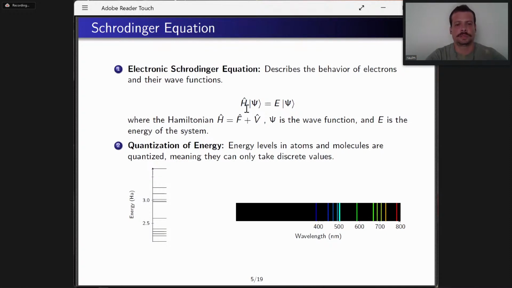Another key concept in quantum mechanics is the quantization of energy. Here I'm showing again the emission spectrum. Imagine we have a gas phase atom. If we apply some current, the atoms will emit light. Here we are measuring this light emitted by the atom, and each one of these lines corresponds to the transition of a photon from a higher energy state to a lower one.